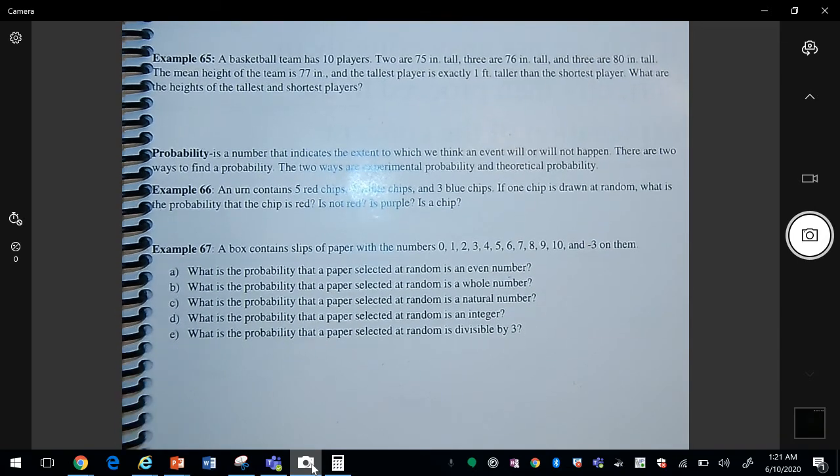Probability is a number that indicates the extent to which we think an event will or will not happen. There are two ways to find probability: experimental probability and theoretical probability. Experimental probability is, for example, if I sit here and toss a penny 1,000 times and I collect the data.